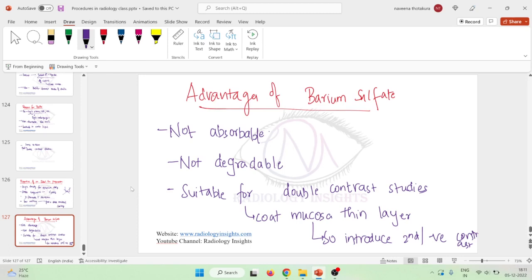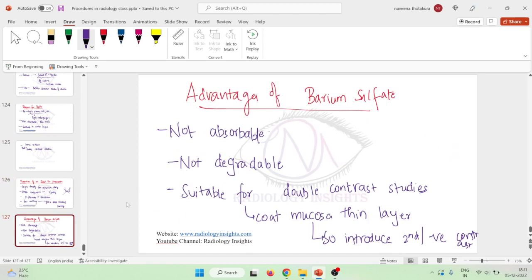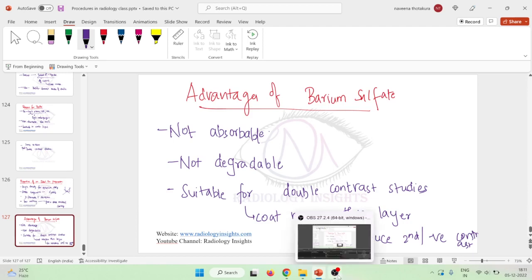So these are the important advantages, properties or reasons for using an ideal barium preparation. So this is about the important points about barium. Now in the next class we will learn about the manufacture. How do you manufacture? How do you prepare the barium sulfate solution? Thank you.